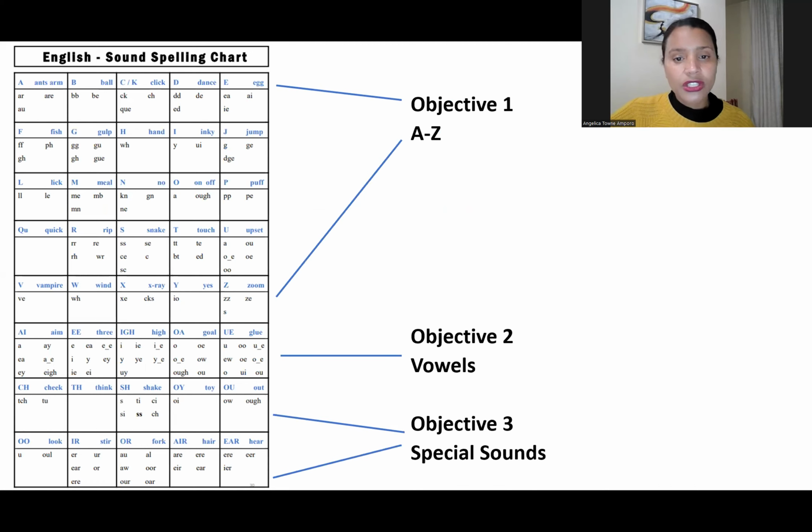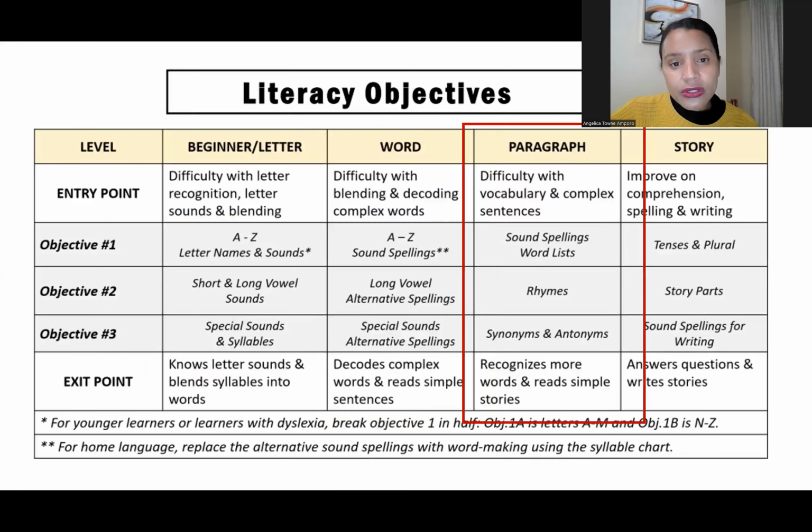Word level children, again, you're using our spelling chart, which shows all the different ways to spell the same sound in English. You start with your basic A to Z, then some vowels, and then lastly, special sounds.